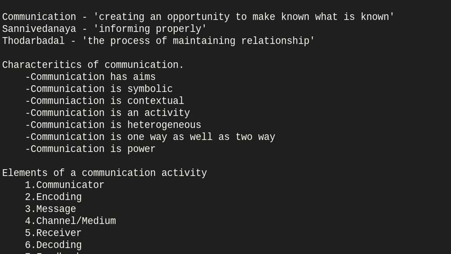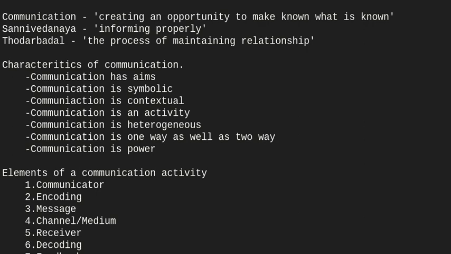Here in English we call communication as creating an opportunity to make known what is known. In Sinhala, Sannivedana means informing properly. In Tamil, Thodarpadal means the process of maintaining relationship.